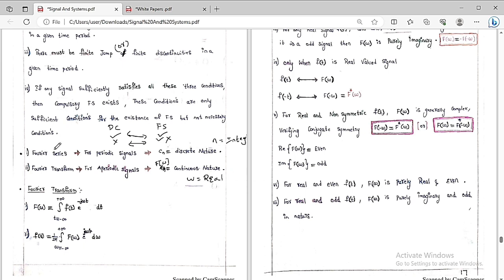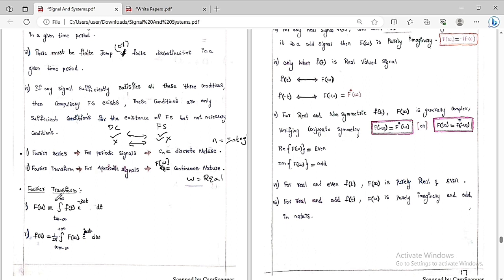So finally I can say the Fourier series is applicable for periodic signals, and the Fourier series coefficients are defined for discrete values of n. Cn is from minus infinity to plus infinity, and n takes only integer values. So definitely Cn is discrete in nature because it is defined only for integer values of n. Whereas the Fourier transform is applicable for the aperiodic signal, which is not periodic. Here omega is a real number and it can take any value, even 0.001. So F of omega is also continuous in nature, meaning the magnitude spectrum is continuous and the phase angle spectrum is also continuous because omega is a real number. So here you should write F of omega, but not Cn.